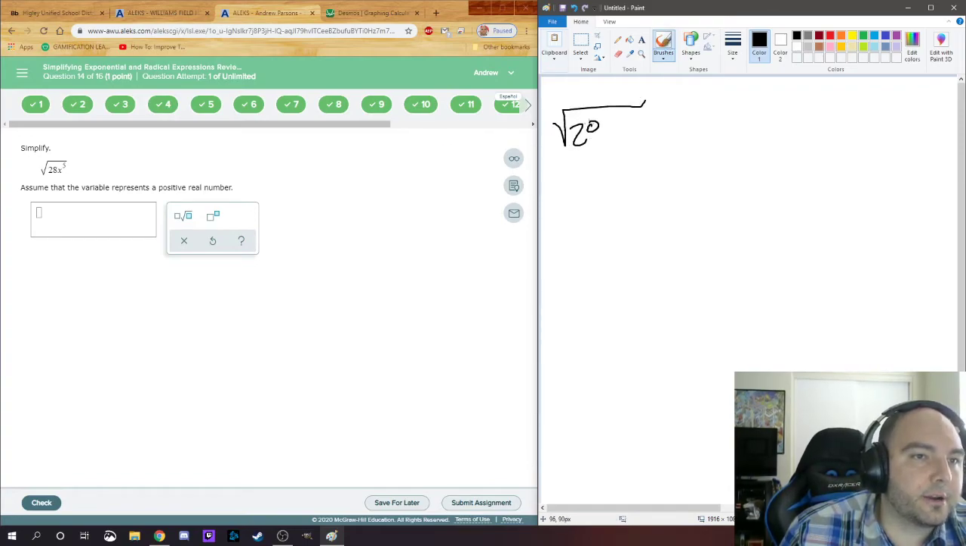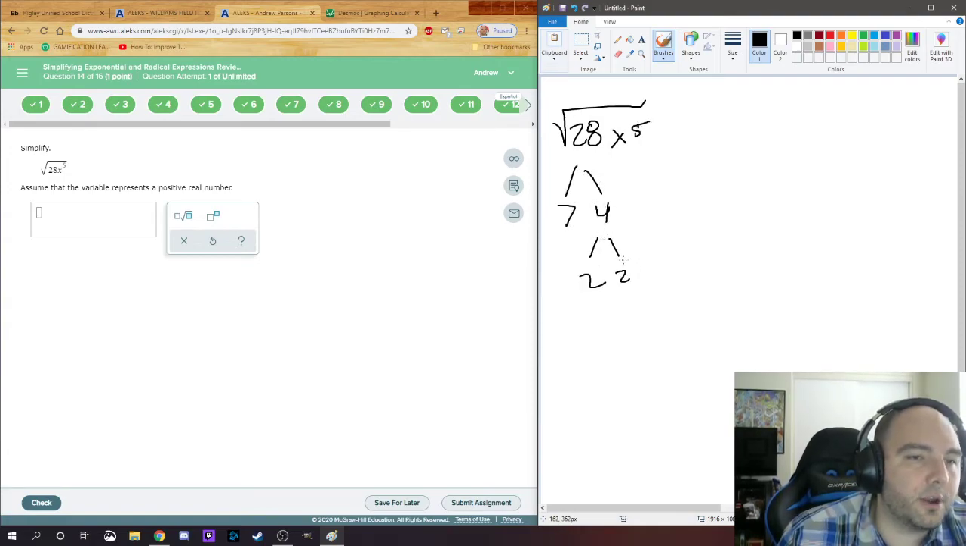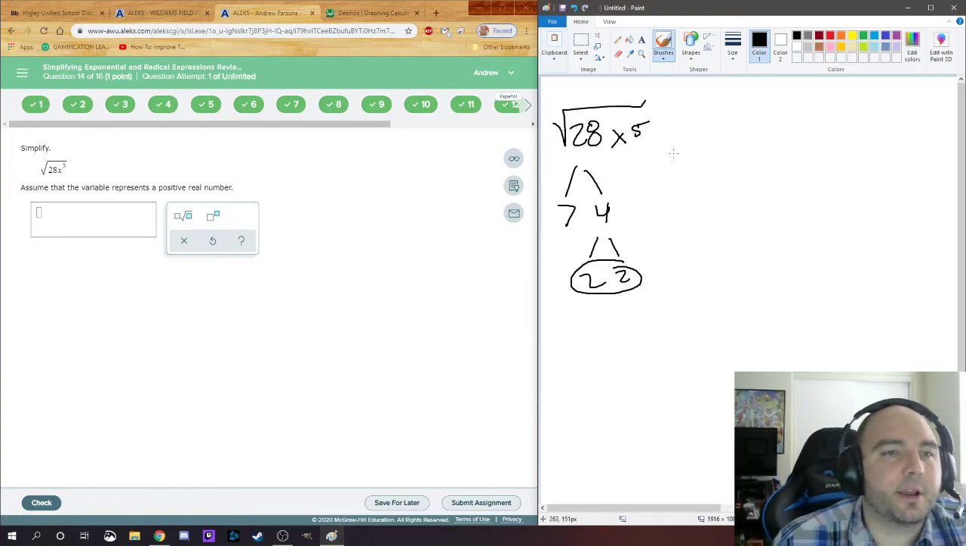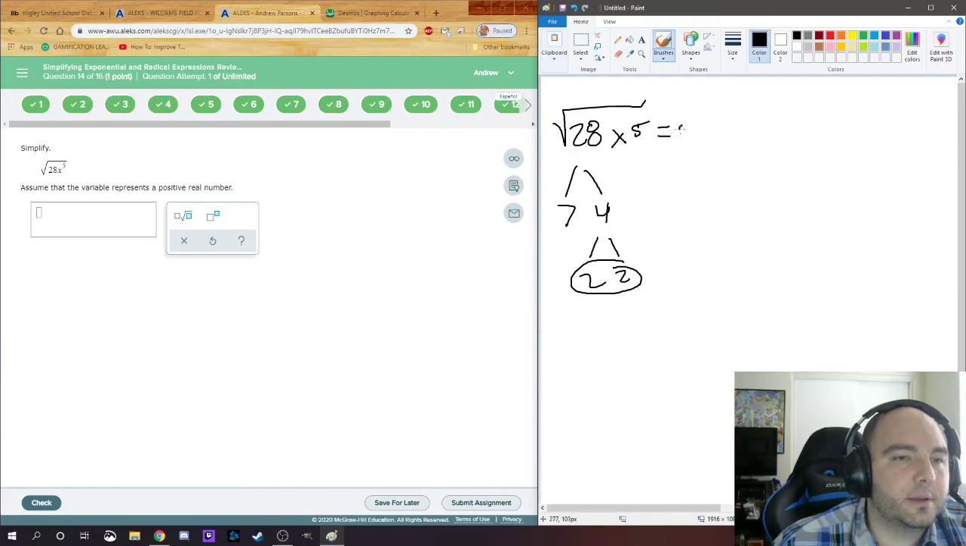Same deal. First we split the number. 28 is 7 times 4, and 4 is 2 times 2. Are you always going to get one pair and one non-pair? No, but it seems to be a very common outcome. So I get a 2. I get a 7 on the inside because it wasn't used. And then x to the 5th.